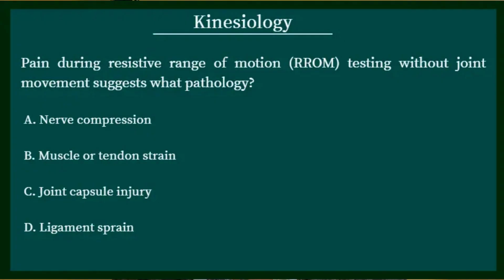But if that joint is not being moved and there's pain, then that means that there is nothing moving in the ligaments. The ligament is not moving and the joint capsule is not moving. Okay, so it's not going to be C or D. It has to be B. All right, let's move on to anatomy and physiology.